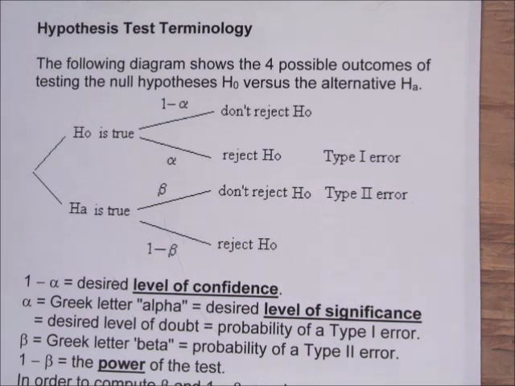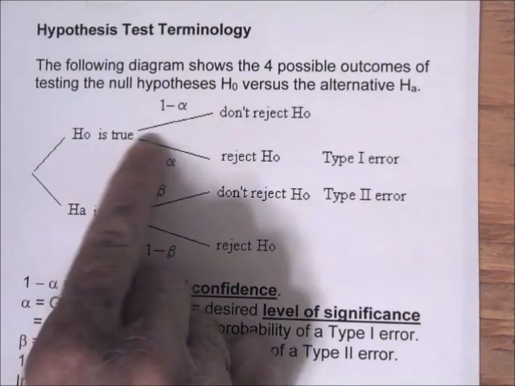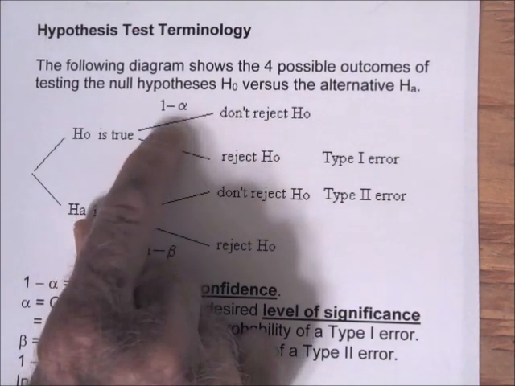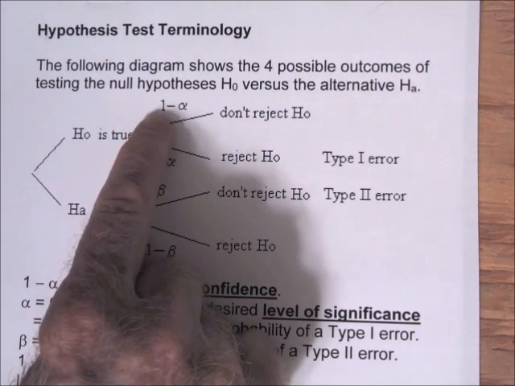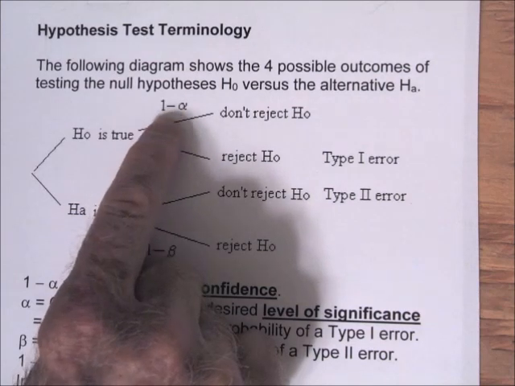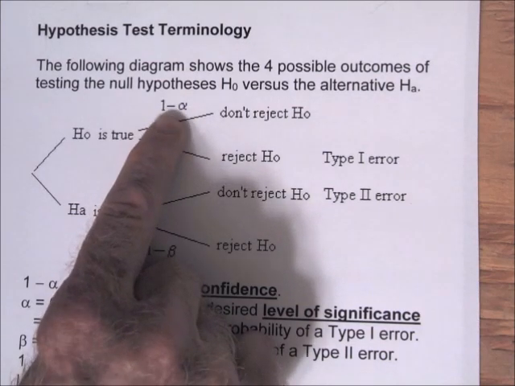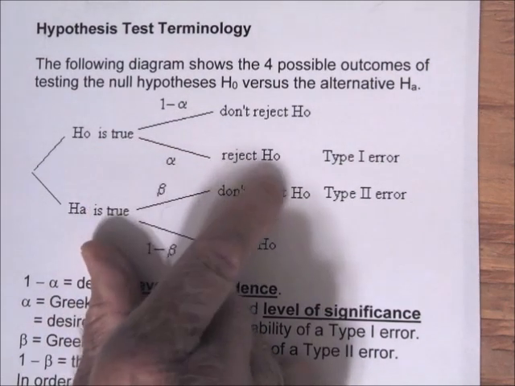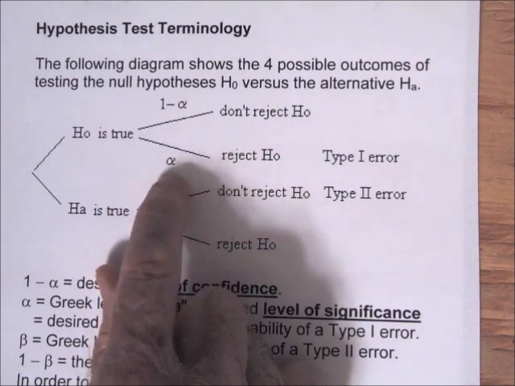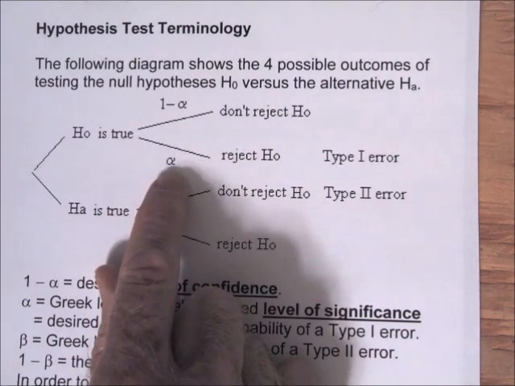So there are 4 possibilities. There are 2 ways that we could draw a correct conclusion, and there are 2 ways that we draw an incorrect conclusion. It might be that H naught is true and we don't reject H naught. The probability in symbols is usually expressed as 1 minus the Greek letter alpha, and that's also called the confidence level. H naught can be true and we reject H naught. That's a type 1 error, and its probability is usually designated by alpha.